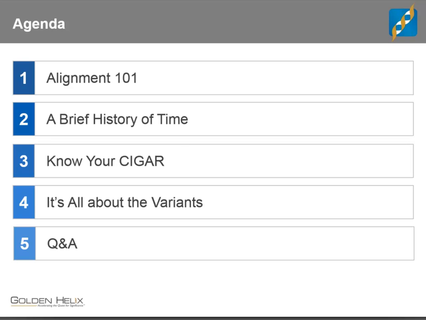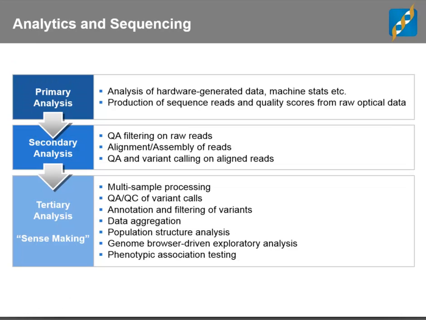Then we'll go into a history of how alignment algorithms have changed as NGS analysis has developed. And as I promised in the announcement for this webinar, we will cover some of the details of how to read the output of an alignment algorithm, and finally come back for some questions. Okay, so at a high level, the analysis of next-generation sequencing is generally broken down into 3 phases.